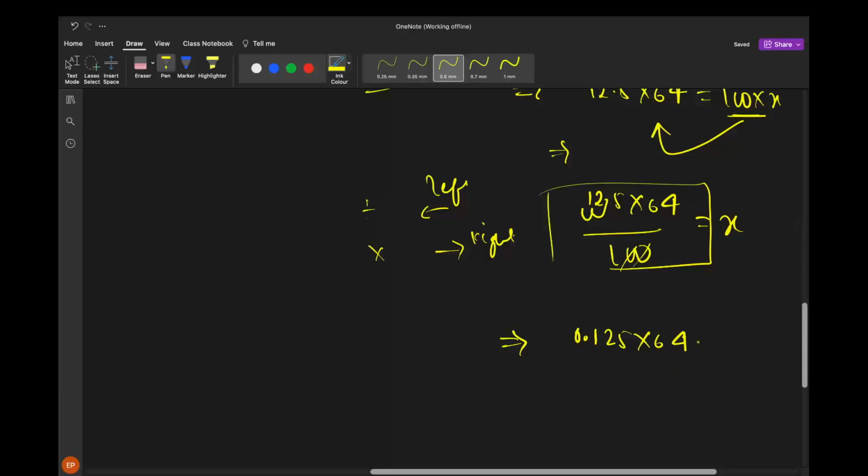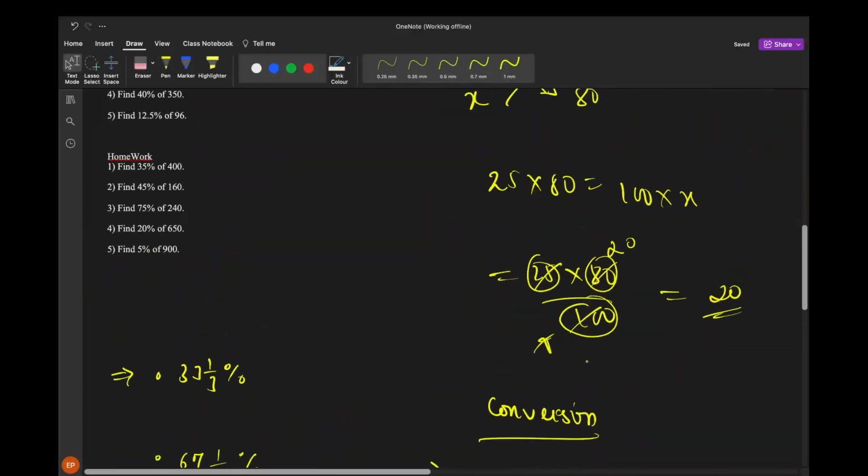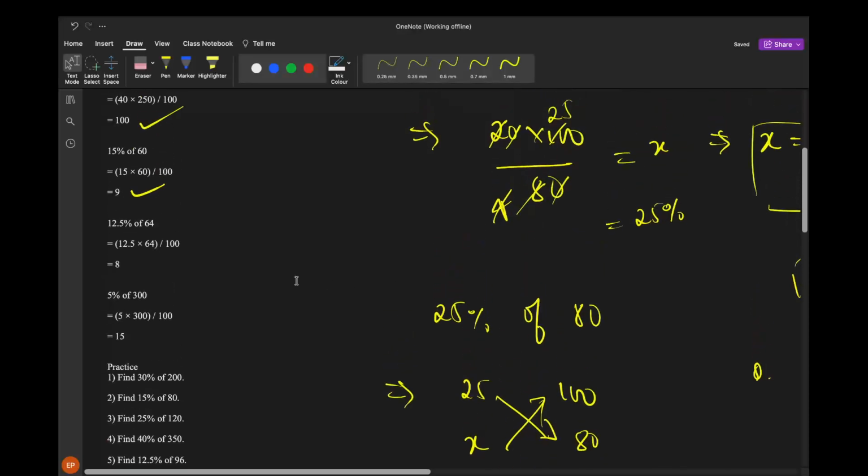Okay, this is called x. Just multiply 0.125 into 64. How much will you get? Check it. You will get 8. Okay, you can multiply and check it.